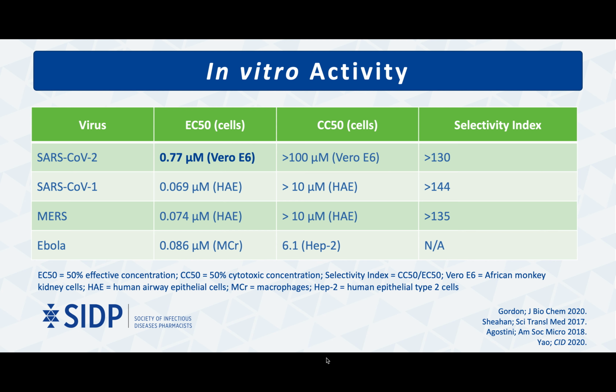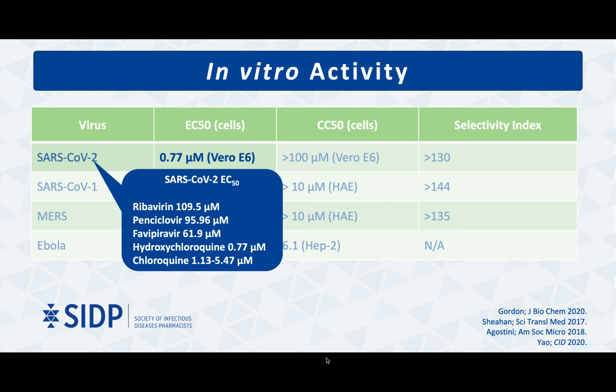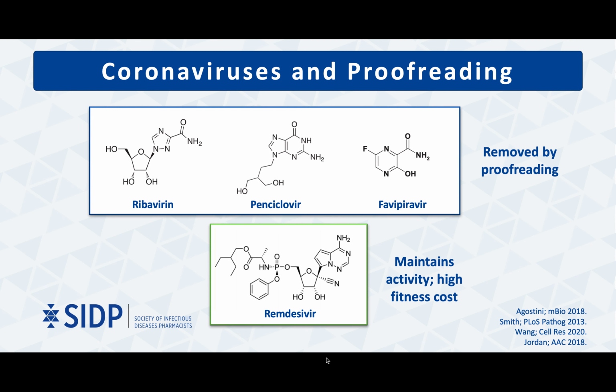Looking at the in vitro activity of remdesivir, it does have sub-micromolar activity for SARS-CoV-1, SARS-CoV-2, MERS, and Ebola, with relatively high CC50s in each case. This translates to high in vitro potency against these viruses and maintaining high selectivity for viral targets. This is compared to other agents being explored for SARS-CoV-2, like the nucleoside analogs ribavirin, penciclovir, and favipiravir, which all have relatively high EC50s. I've also included hydroxychloroquine and chloroquine family, which, like remdesivir, demonstrate high in vitro potency.